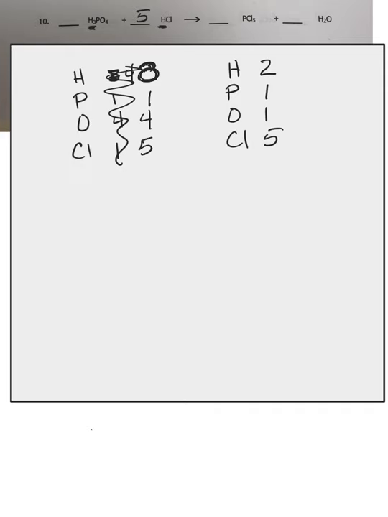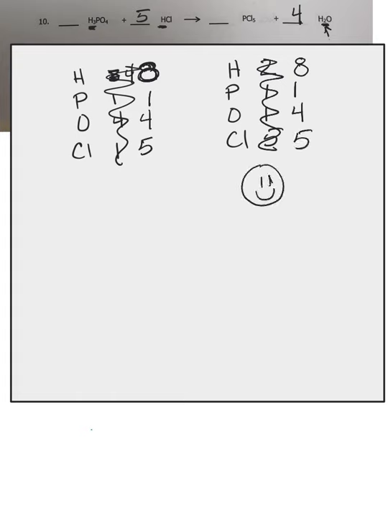I think that we probably should do the, well, I guess it's not going to matter in this case, and you'll see why in a second. So if we do the hydrogens, leaving the oxygens for last, what number can I put in front of this H2O that when multiplied by this subscript of 2 is going to give me 8, and that's going to be 4. When I do that and I recount, I have 8 hydrogens, 1 phosphorus, 4 oxygens, and 5 chlorines.